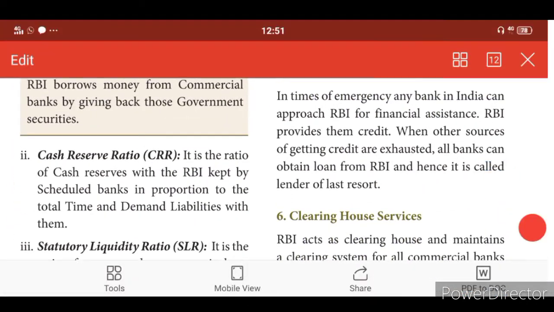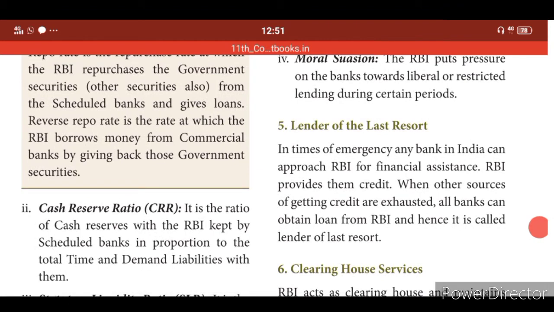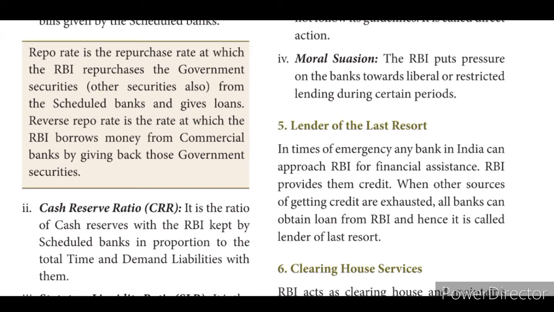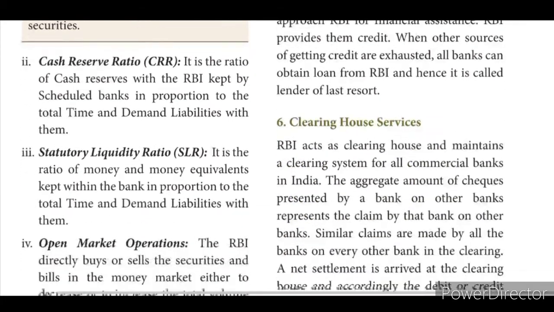Lender of the last resort. What is lender of last resort? In times of emergency, any bank in India can approach RBI for financial assistance. Whenever they have an emergency, when they are not able to give funds to the people, they can ask the RBI for help, and the RBI provides them credit also. When other sources of getting credit are exhausted, the bank can obtain a loan from RBI, and hence it is called the lender of last resort. Not only one bank; if other banks also find the same kind of issue, they can all go to RBI and ask for a loan. That is why it is called the lender of last resort.